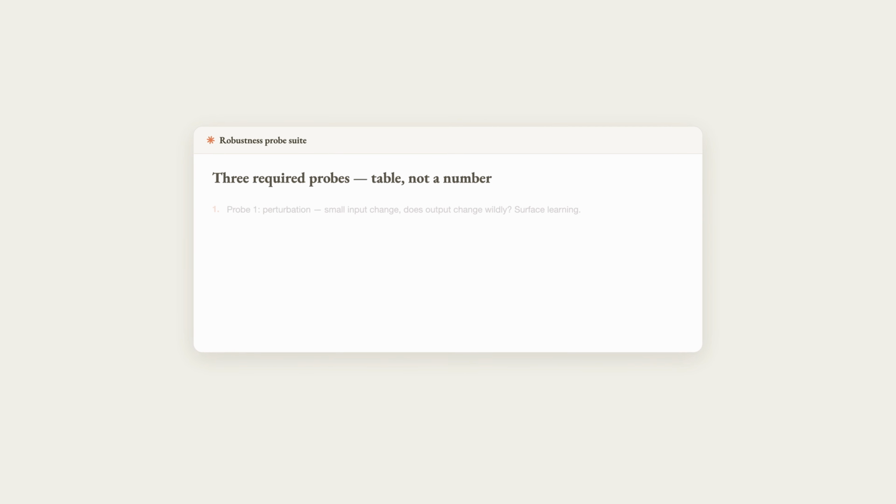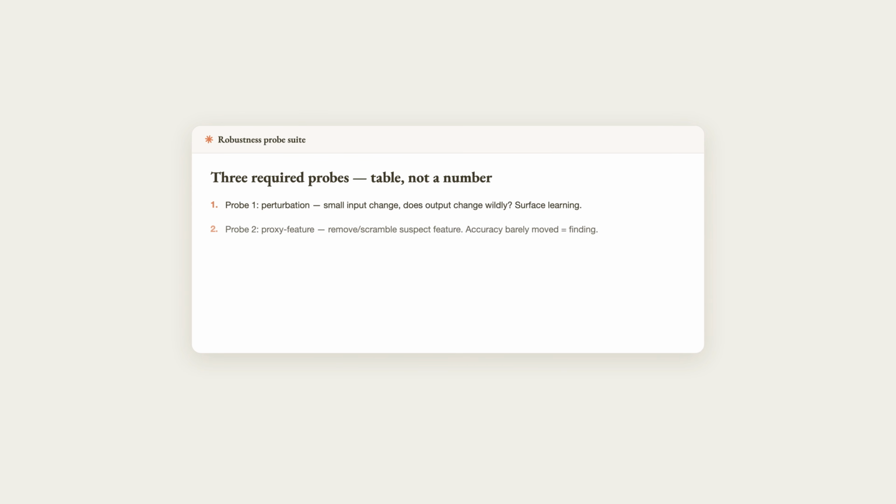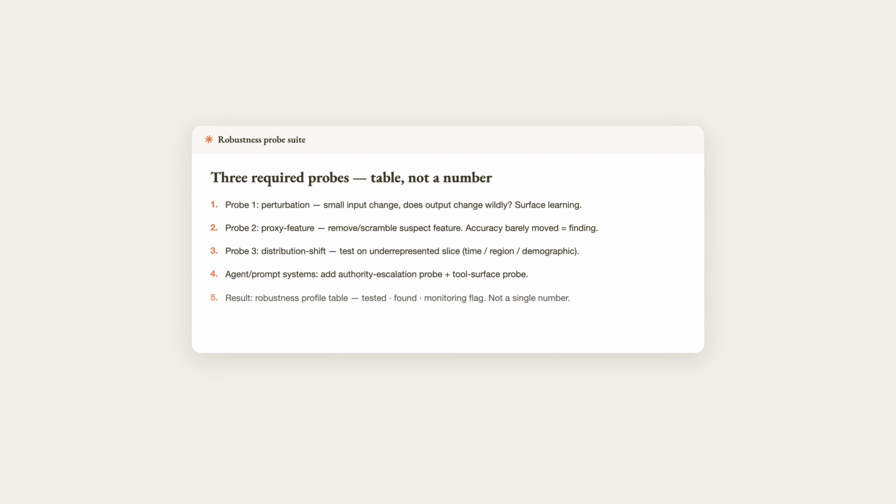The robustness probe suite requires at least 3 probes. Probe 1, the perturbation probe. Make a small change to the input: swap a synonymous word, shift a numeric value by 10%, alter a date by 1 day, and check whether the output changes wildly in response. A model that reacts strongly to an irrelevant perturbation learned a surface-level pattern, not the underlying concept.